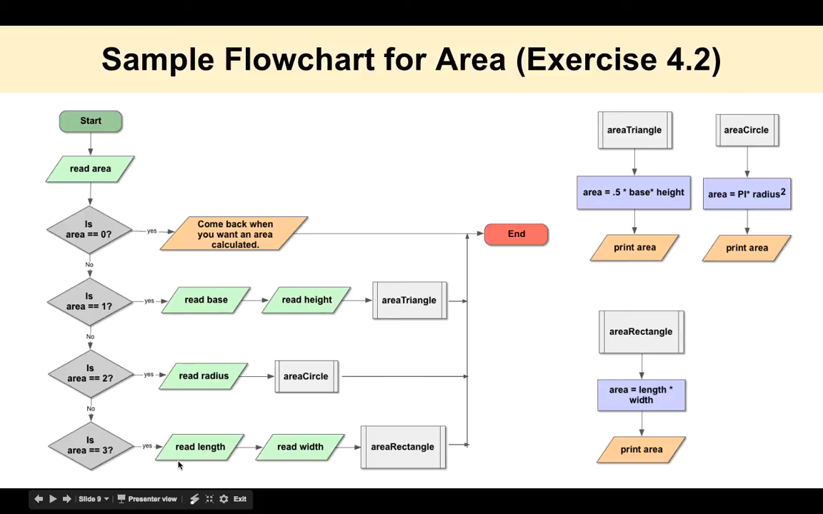Yes, it is. So now I'm going to get length from the user, width from the user, and then I'm going to call the area rectangle method. So I go over here, and the area rectangle method will do a calculation for me. It's going to do length times width. It's going to print the area. I pop back here. There's nothing else left, and so then I end my program. And that is how a flowchart works on a program that you're already familiar with.